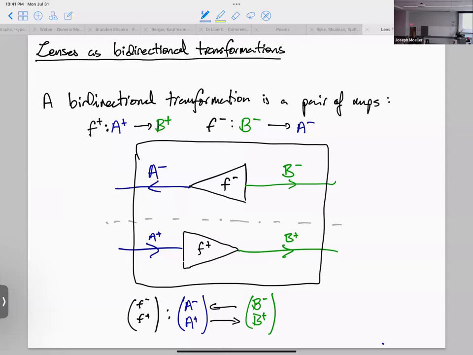Now, this is not a single definition of a lens. This is not a definition of anything. This is a schematic for bidirectional transformations. In general, there's more going on. In fact, there's usually relationships between these two kinds of flows. And a lens is a particular kind of relationship that these two kinds of flows can have.